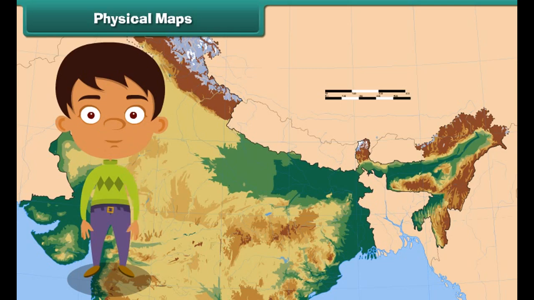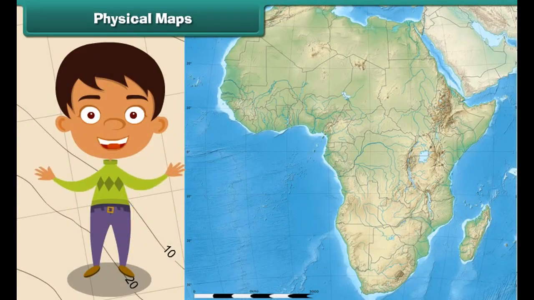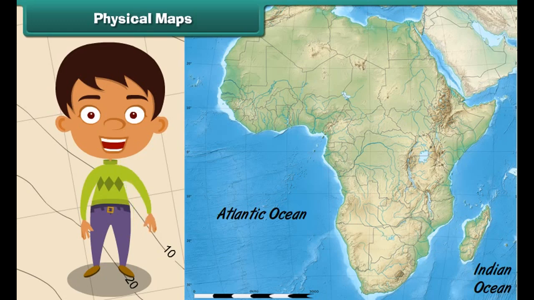For example, the physical map of Africa shows the African continent located between the Atlantic Ocean on the west and the Indian Ocean in the east. The African continent is also shown as sharing its northeast border with the Red Sea.